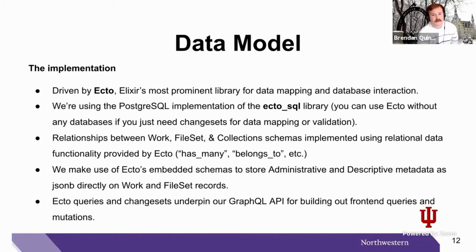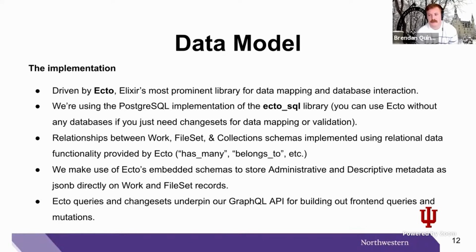We're using the Postgres implementation of the Ecto SQL library as our adapter, but you don't even need to use the database to use Ecto if all you want is change sets and validation, things like that. We have standard library data models for works, file sets, and collections. Those are implemented using Ecto schemas that provide relationships like has many, belongs to, all that standard stuff. And Ecto provides embedded schemas where we store our administrative and descriptive metadata as JSONB directly on the work and file set records.